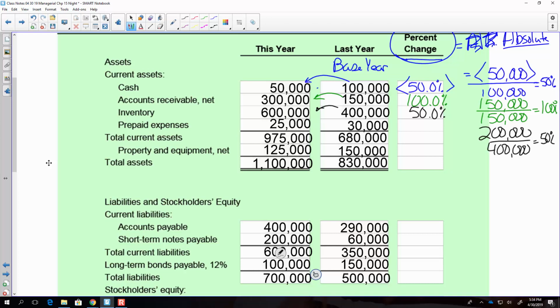Prepaid expenses, we're looking at a 5,000 decrease. My base year is 30. What is that? That's got to be something small. 5 divided by 30 is 16.1666. So 16.7% decrease, and so forth. I think that's enough. I think we get the idea, right?